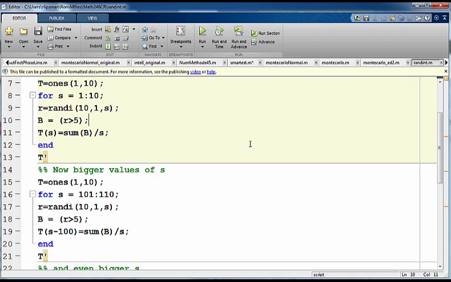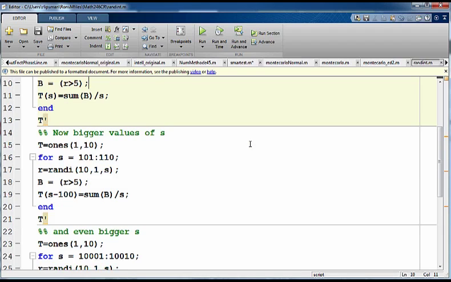And so let's do it now for bigger values of s. This time I'm going to let s run between 101 and 110. But I'll only measure between 101 and 110, so I only need a 1 by 10 matrix. Exact same thing as before, random numbers. I measure the ones that are bigger than 5, and I compute the percentage. And we should see numbers closer to 50%. Let's see.